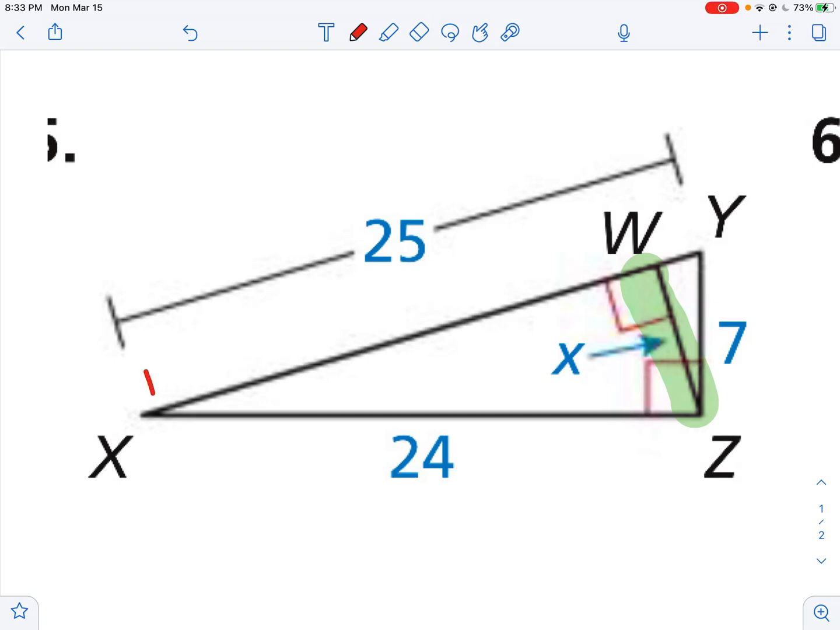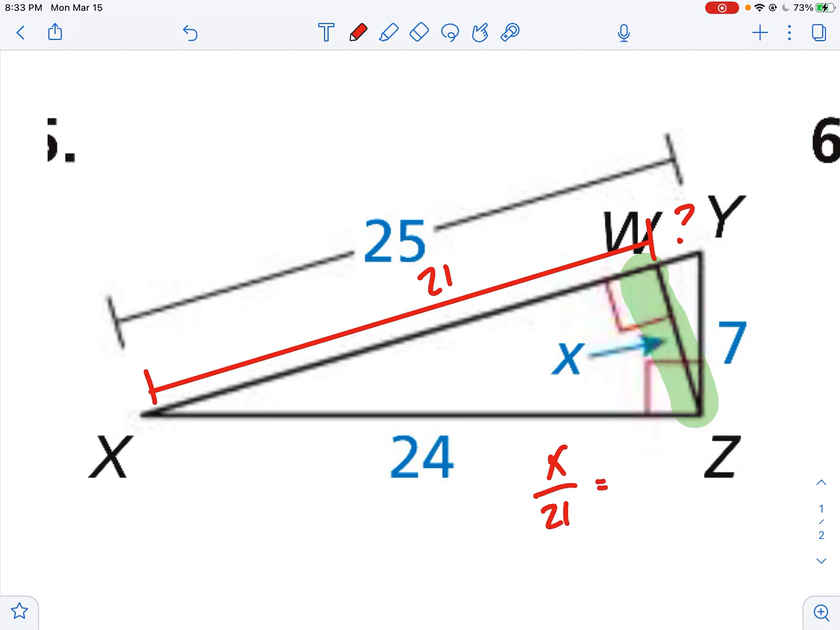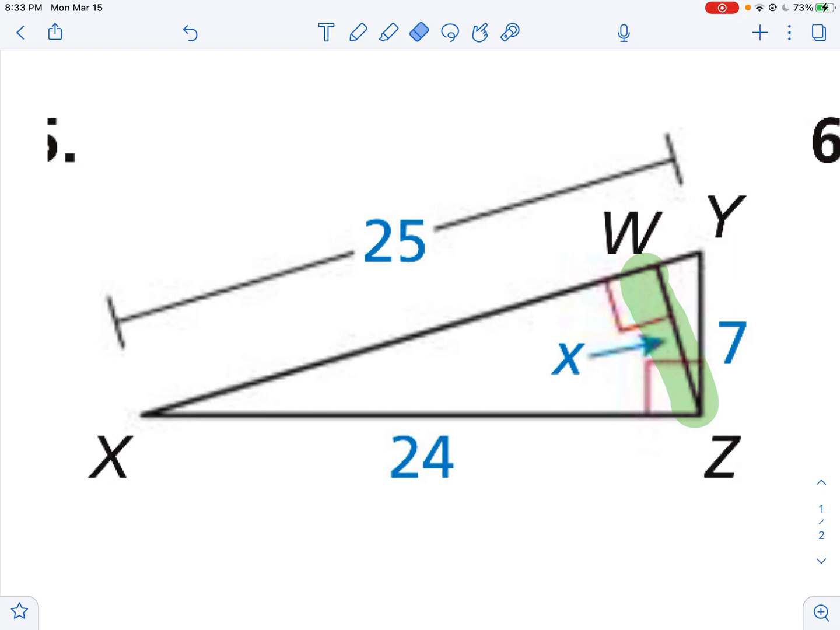So if I had, let's say this were 21. Well, obviously I could find WY pretty quickly, but at least then I could say x over 21 equals 4 over x. And then I would have x across from itself diagonally. I could cross multiply, simplify. It would be a nice one-step process. But I don't have that.